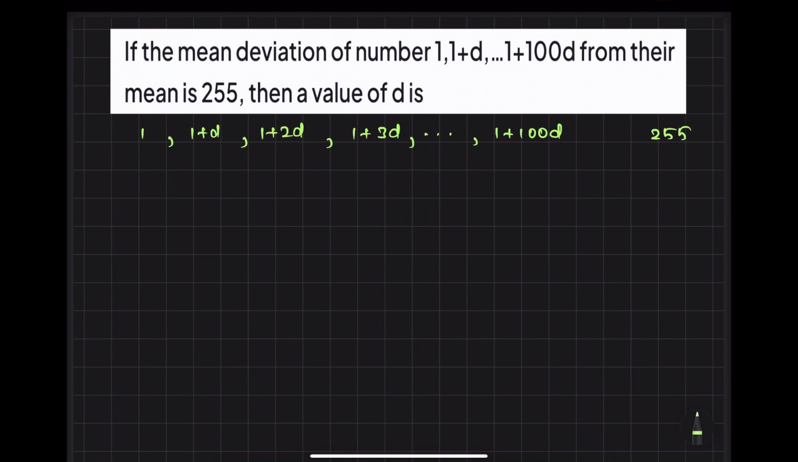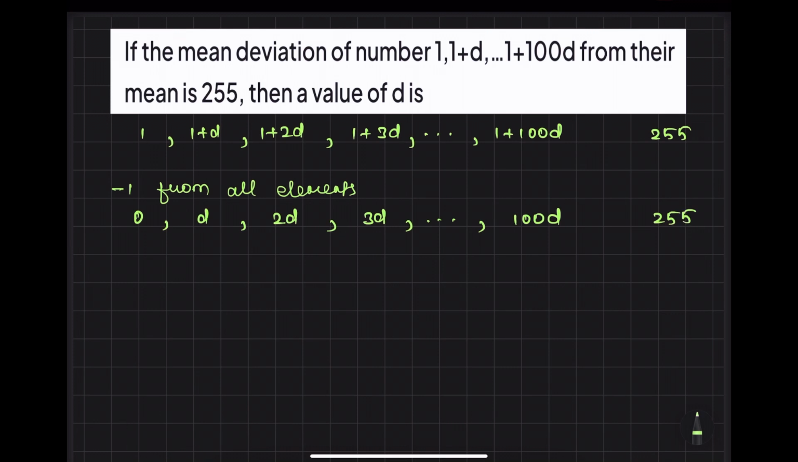So what I will do, I will try to make things into a comfortable zone. I will subtract 1 from all elements. If I subtract 1 from all elements, this thing will become 0, this thing will become d, this thing will become 2d, then 3d, dot, then 100d. And you know that in deviation, standard deviation, addition and subtraction doesn't affect, so mean deviation will also behave the same. So 255. Okay, so you are at this stage.